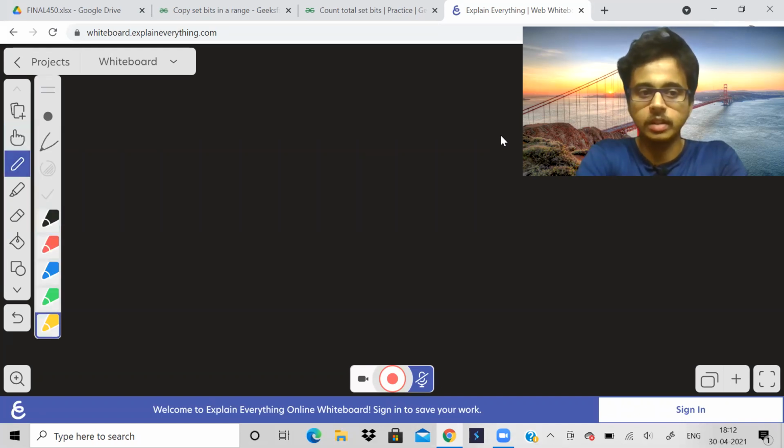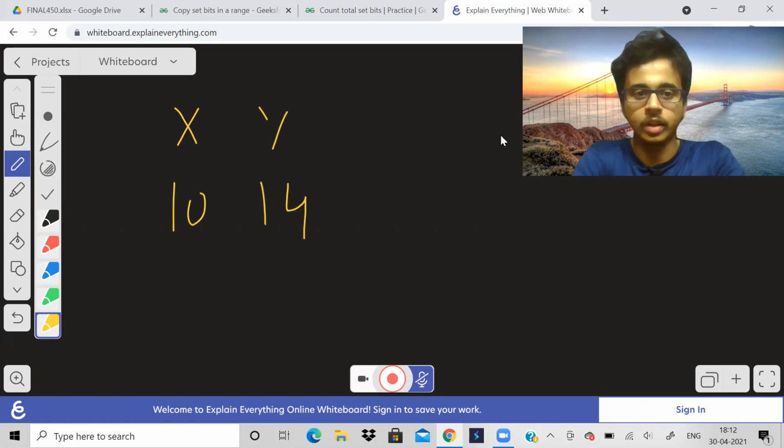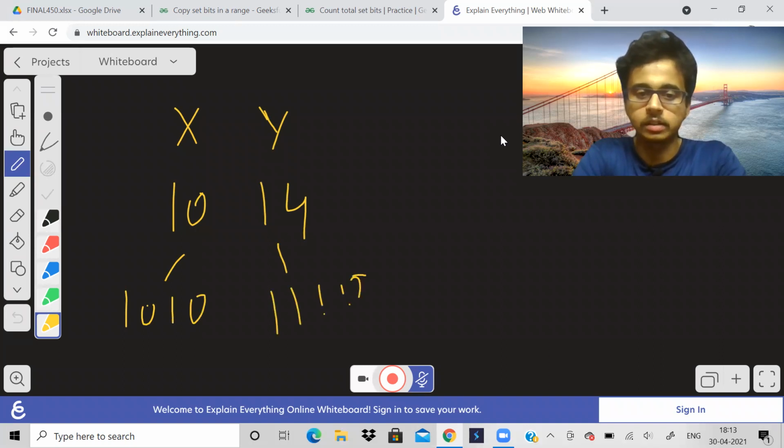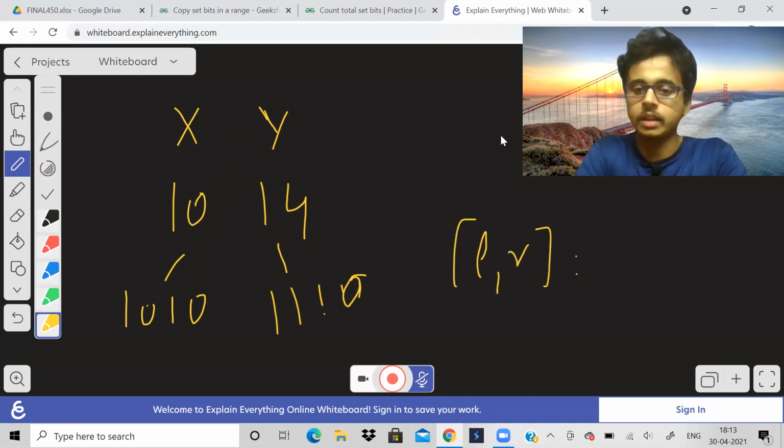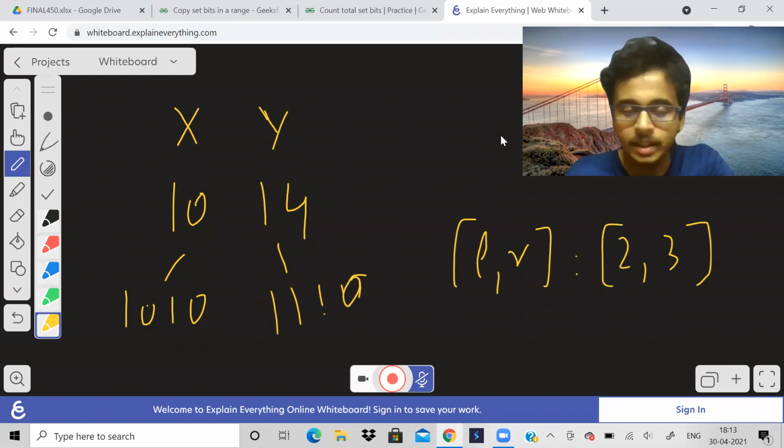So suppose x and y, let us take x is equal to 10 and y is equal to 14. Okay, first of all, how to write 10 in binary? 1 0 1 0. And how to write 14 in binary? 1 1 1 0, right? So let me consider the interval L comma R to be 2 comma 3. L is 2 and R is 3.